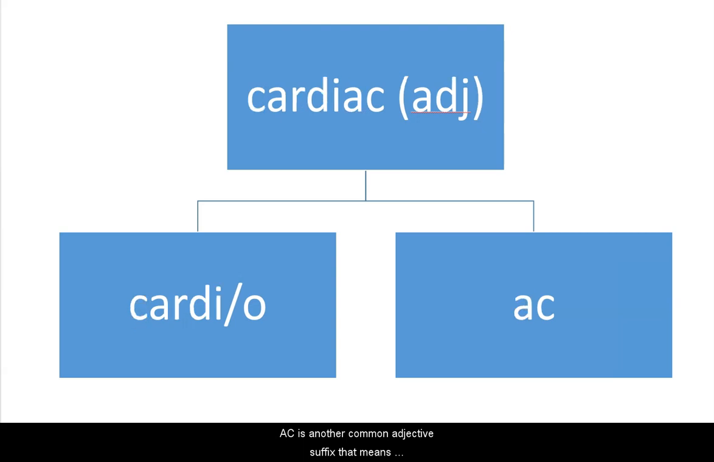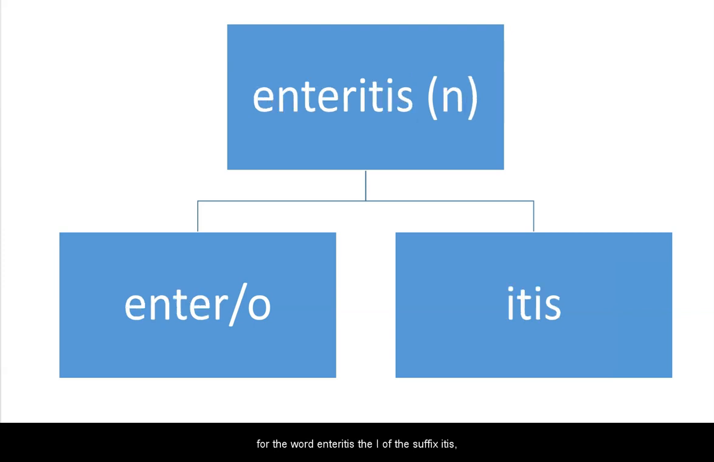AC is another common adjective suffix that means pertaining to. We already know that cardio means heart, so then cardiac is pertaining to the heart. Similarly, for the word enteritis, the I of the suffix itis, the suffix meaning inflammation, is used for combining with the root entero, which means intestine. Enteritis means inflammation of the intestine.